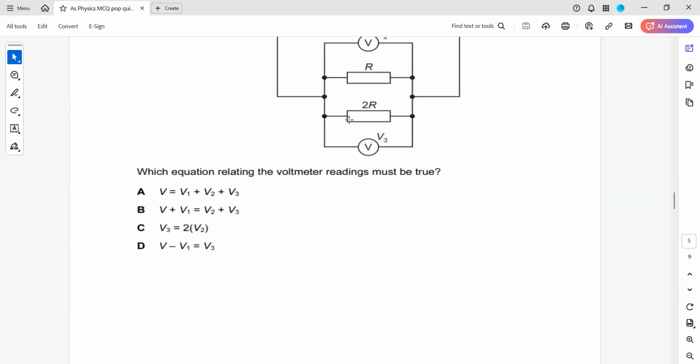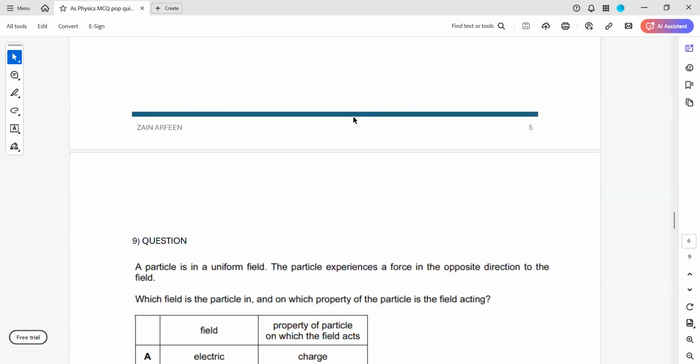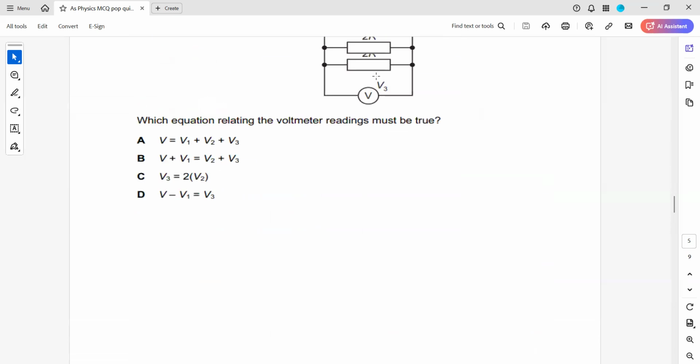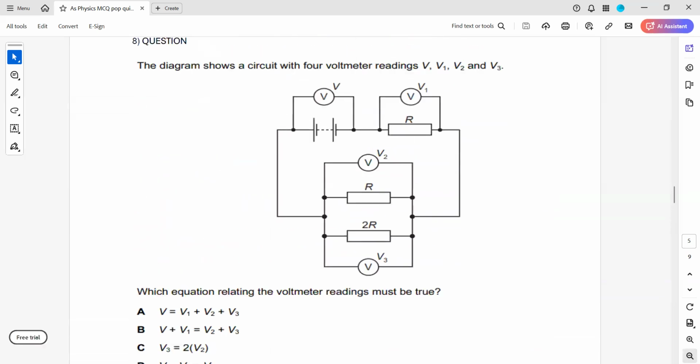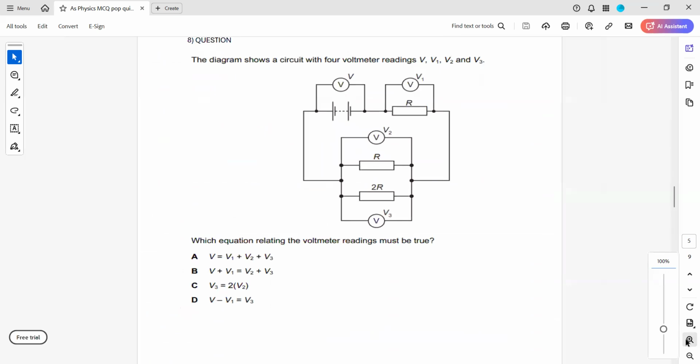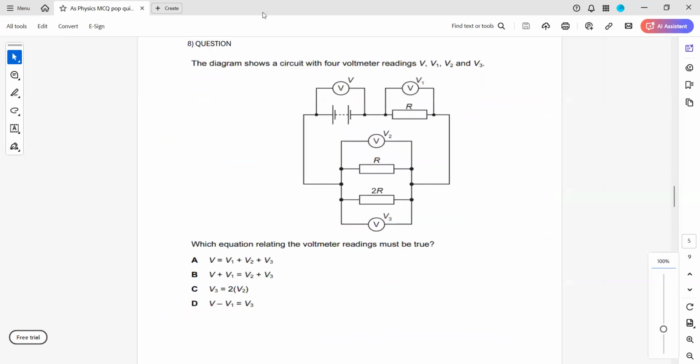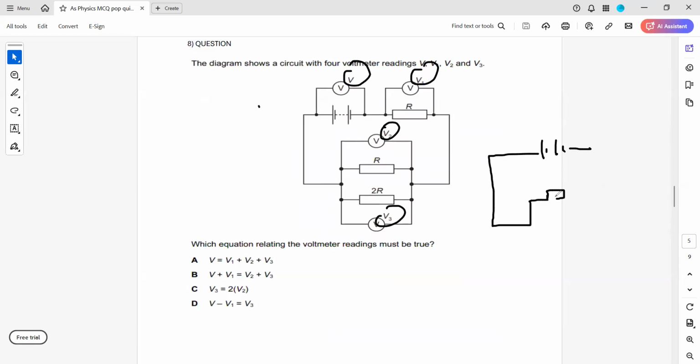Question 8. In question 8, we have a diagram that shows a circuit with 4 voltmeters. If we write the equation here, the total voltage is V. The voltage here is V1, the voltage here is V2, and the voltage here is V3. Actually, this circuit is a combination of parallel and series. We have resistors R, R and 2R, and we have another resistor R.